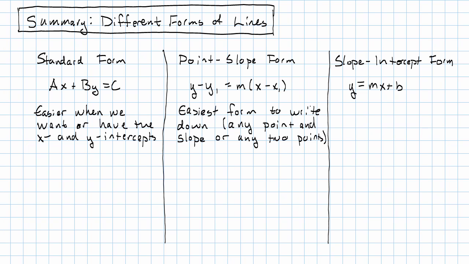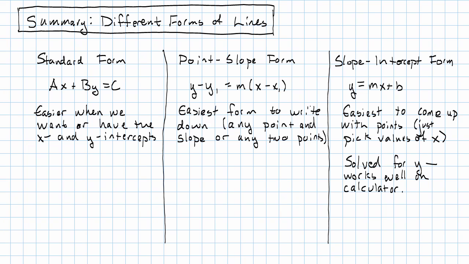The slope-intercept form, it turns out, is easiest to generate points for. The slope-intercept form also has the advantage that it's solved for y. That is, we can graph it on a calculator. Alright, so as you can see, there are different times when we might want each of these forms. How do we go from one to the other?